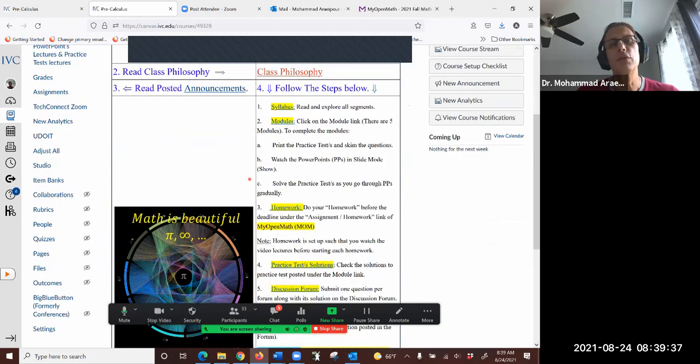So going back to the home page, we're going to read the syllabus. I'm going to spend some time on that. Then under the modules, when we click on it, we see the practice test. You want to print that. That's the only thing that you print, and skim the questions. Then you want to watch the PowerPoints, do your homework, and solve the practice test. Solving the practice test should be gradual on a daily basis. All you have to do is 1 or 2 questions to be on the safe side, so on the week of the exam, you won't have too much to worry about.